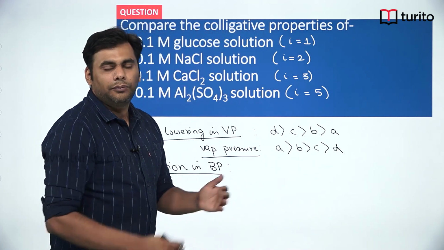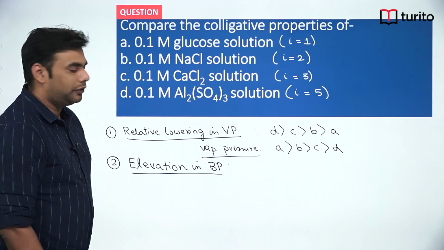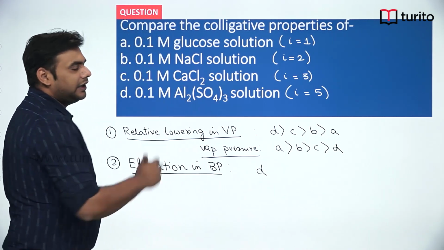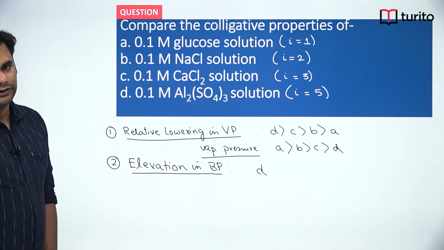Okay, this is the basic idea which we have already done. So if we consider elevation in boiling point, it would be maximum for D, because again the Van't Hoff factor is maximum for D, the number of solute particles is maximum for D.